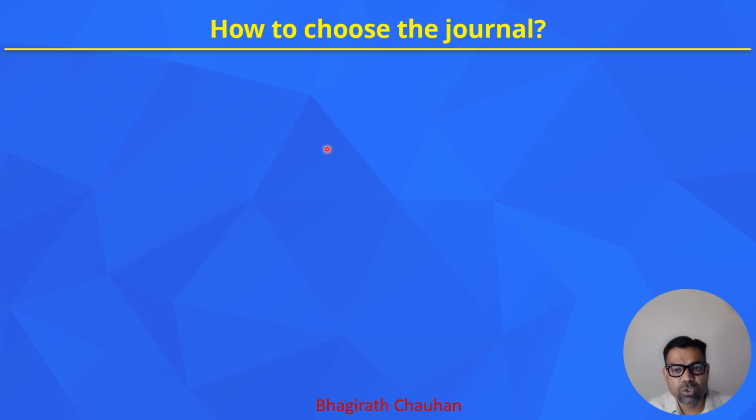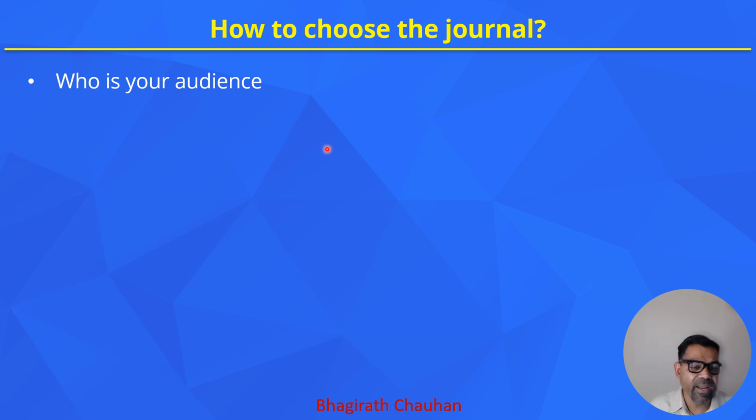So how would you choose the journal? First of all, you need to know who your audience is. In my case, if I'm doing something on weeds, I know my audience is weed scientists, weed researchers, or students working on weeds. Also agronomists who want to know more about weeds. So I will try to find that type of journal or magazine where people read those papers. Otherwise, if I'm doing something on weeds, I can't go and submit to a biochemistry journal.